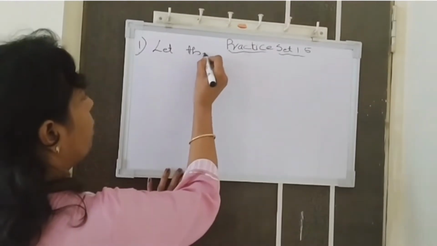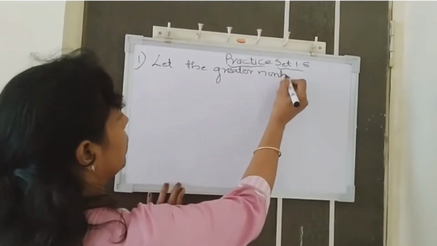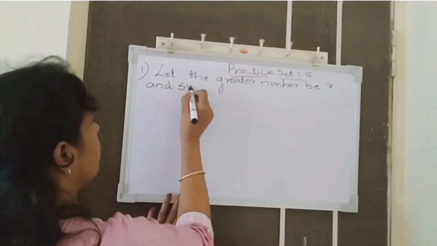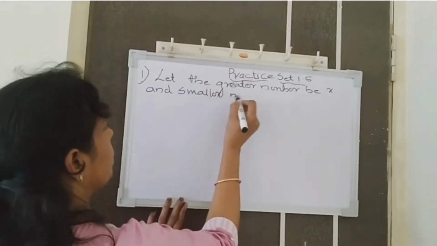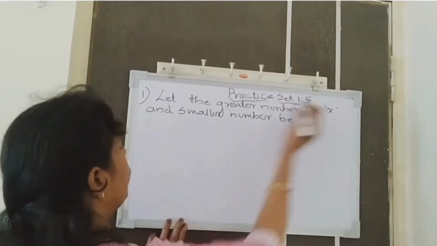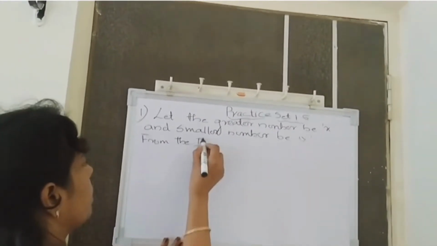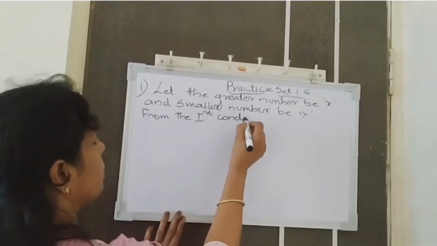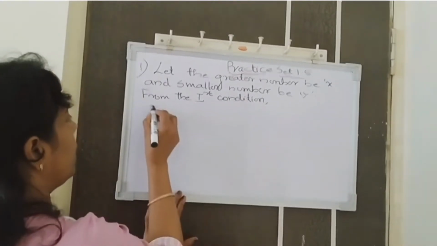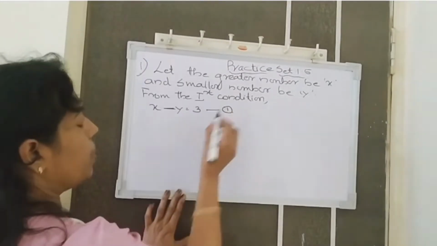Let the greater number be x and the smaller number be y. Then from the first condition, the difference of the two numbers is 3. That means x minus y equal to 3. This is the first equation.